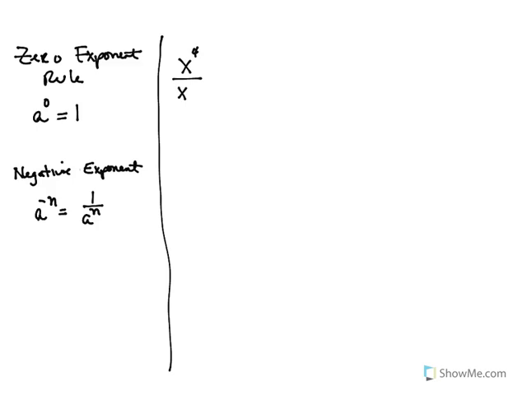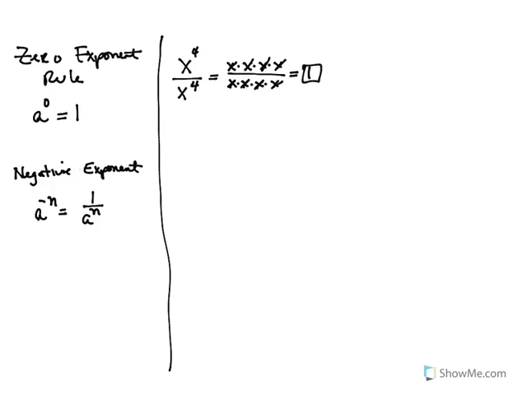Let's do x to the fourth over x to the fourth. So if we do it the long way, which we can, we would do x times x times x times x over x times x times x times x. So what happens here when we try to simplify? X cancels with x, x cancels with x, x cancels with x, x cancels with x. So what happens when everything cancels out? It leaves you with a 1.